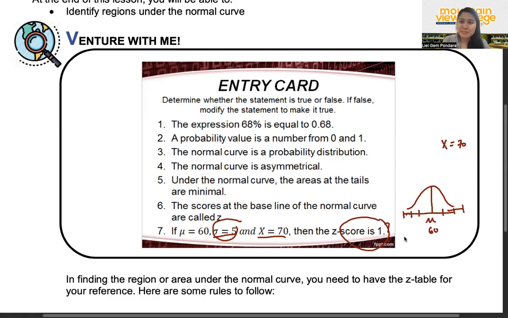Other answers, true or false? No other answers? Oh, yes, Alvic Carl said false. Why is it false? What must be the z-score? The correct answer is false. So here, remember, our standard deviation is 5. So the next one is 65. The next is 70. The next is 75. So if you check, this is for z-score 1 and z-score 2. So under 70, the z-score is 2. Very good. Let's now proceed to our lesson.